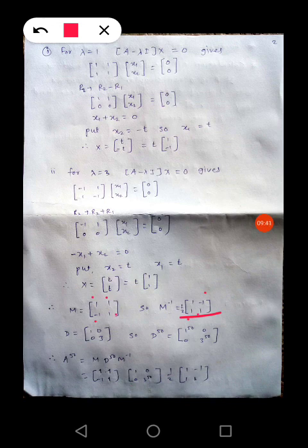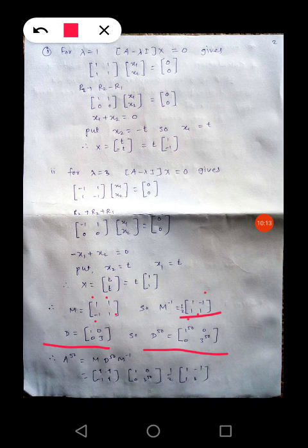Now D is nothing but the diagonal matrix obtained from the eigenvalues of A, and D is equal to 1 0 0 3, because 1 and 3 are the eigenvalues, hence we can place the eigenvalues on the diagonal entries. So D raised to 50 is nothing but 1 raised to 50, 0, 0, 3 raised to 50, because we know that if A is a diagonal matrix, then A to the power n for any natural number is obtained by taking the power of the diagonal entries, so we can write it like that.